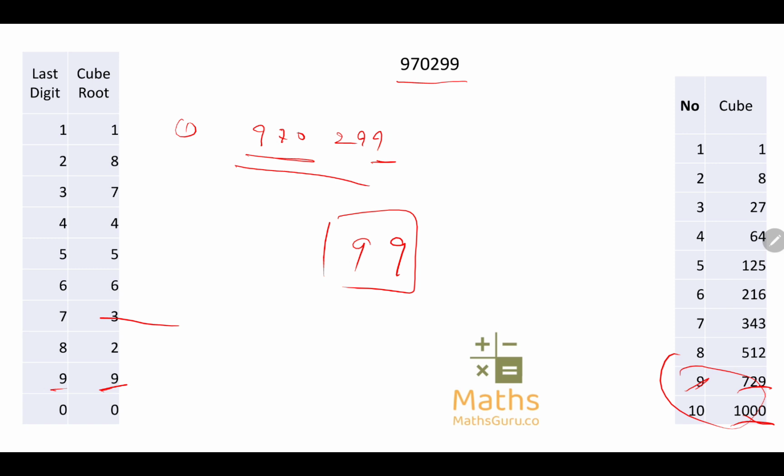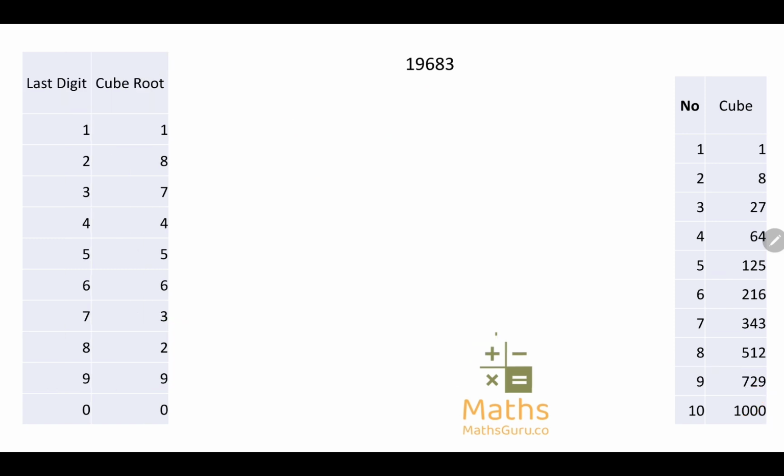Similarly, let's take one more example, 19683. Let's split it into two parts, 19 and 683. The last digit 3, if you refer to this table, gives 7. So the last digit would be 7. Then 19 is just bigger than 8, and it lies between 2 and 3, so I will pick 2. So it's 27. Pretty easy, right?